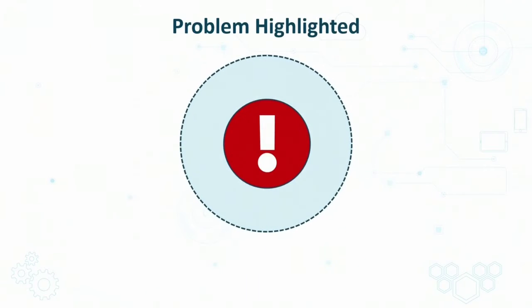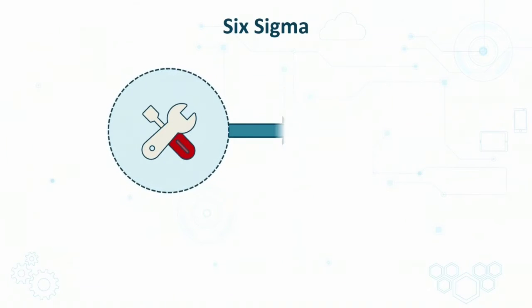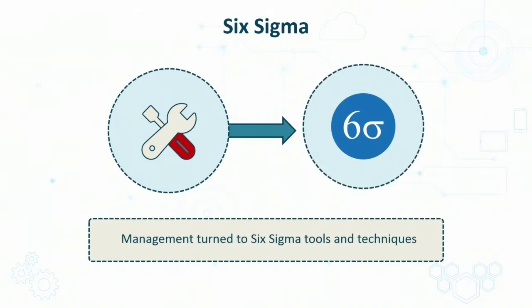However, clearing out the low-hanging fruit revealed a deeper, more persistent problem. Pinholes were discovered in the PVC coating on the pipes used to make the equipment. The pinholes created a large amount of scrap and generated returns from unhappy customers who received the defective equipment. To resolve the problem, management turned to Six Sigma tools and techniques.